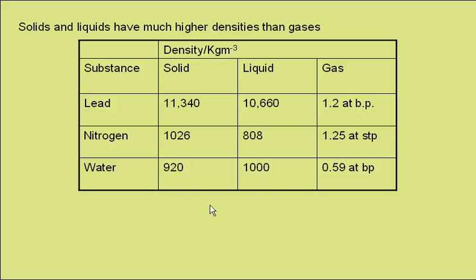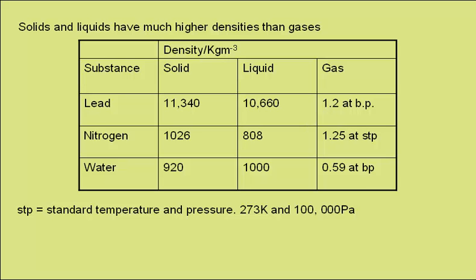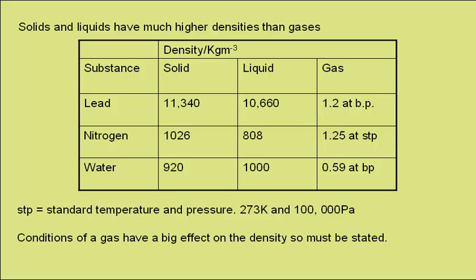And also with water. Water is actually more dense as a liquid than as a solid, but is still much less dense as a gas. Again, this figure quoted at its boiling point. STP, as I said, is standard temperature and pressure, which is 273 Kelvin, or 0 degrees Celsius, and 100,000 pascals of pressure. Conditions of a gas have a big effect on the density, and so we must state them. They have little effect on solids or liquids, so generally are not stated.